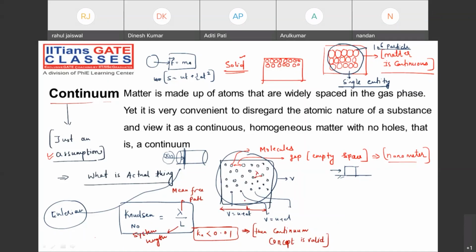When lambda, the distance between the fluid particles, whether gas or liquid particles, is very small compared to the system length, then we can assume the concept of continuum to be valid. That is, if lambda is very much lesser than the system length, then we can assume the matter to be continuous. No doubt, this is very important.